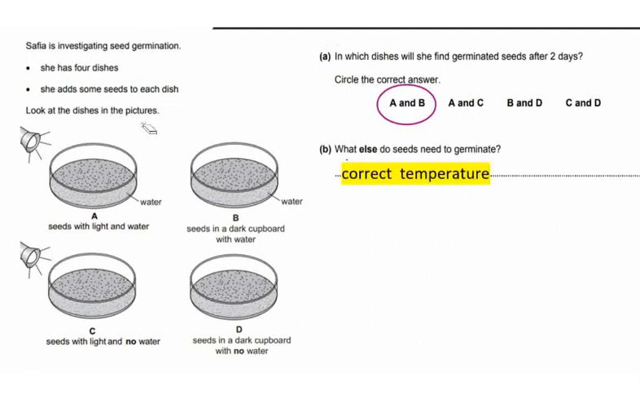The answer is A and B, as what seeds need for germination is water, and they don't need light, so both will be correct for A and B. With light or in a dark cupboard, it doesn't matter as long as the seed gets enough water, they will germinate. For question B, what else do seeds need to germinate? Of course, the correct temperature, because germination needs enzymes, so the enzymes will work properly in warm temperature. That is the answer. Now next question, we'll see now.